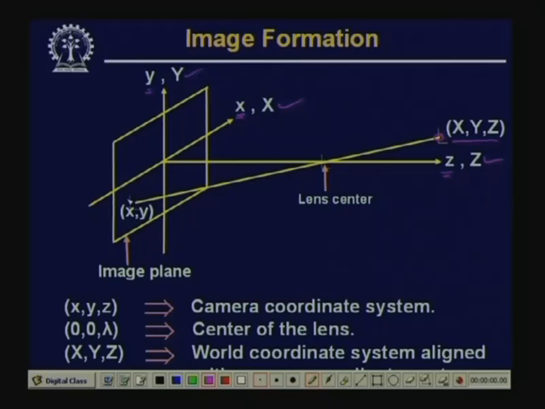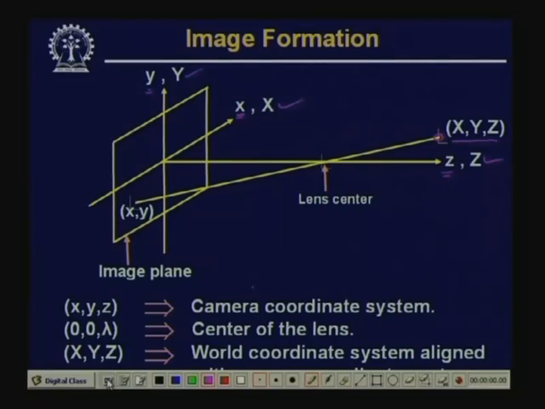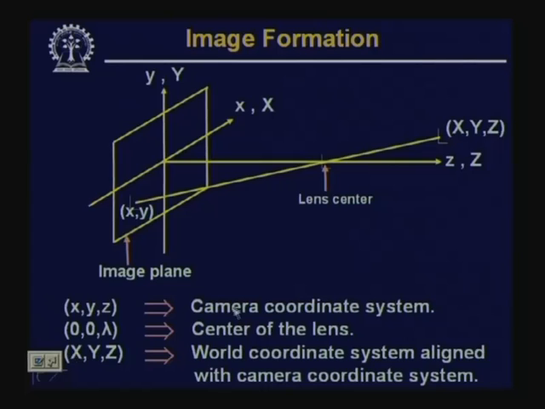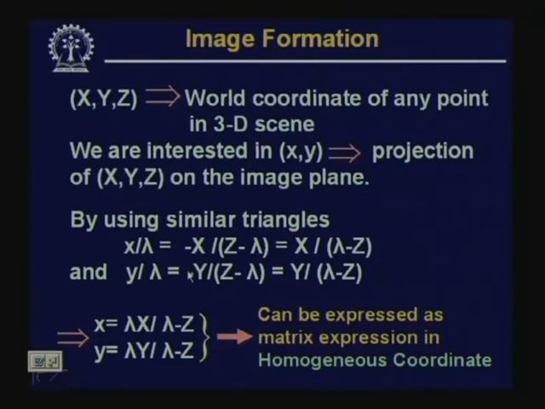Now, our purpose is this: if I know this 3D coordinate capital X, capital Y, capital Z, and I know the value of lambda, that is the focal length of the camera, is it possible to find the image coordinate corresponding to this 3D world coordinate x, y, z? To this we apply the concept of similar triangles.